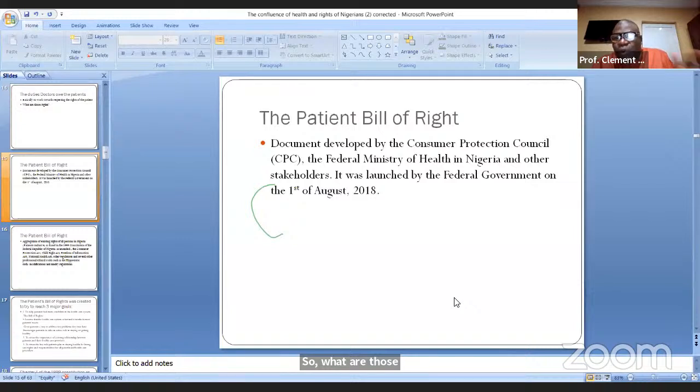That will take us to the Patient Bill of Rights, which was launched by the federal government on the 1st of August in 2018. This document summarizes the rights of the patient. It was developed by the Consumer Protection Council, the Federal Ministry of Health in Nigeria, and other stakeholders. For example, if I buy a bottle of drink and it's half, not full, I can go to the Consumer Protection Council to make a case that this person gave me a bottle of drink that wasn't up to what I paid for, and you have a case.